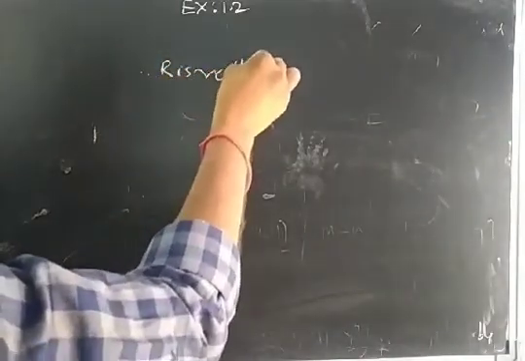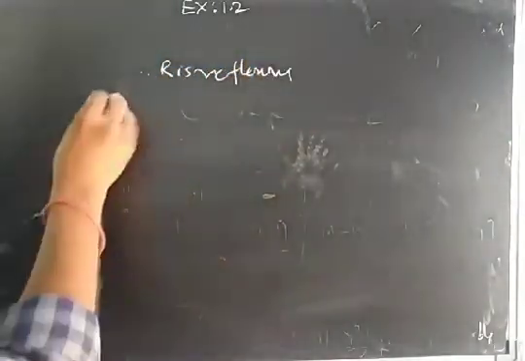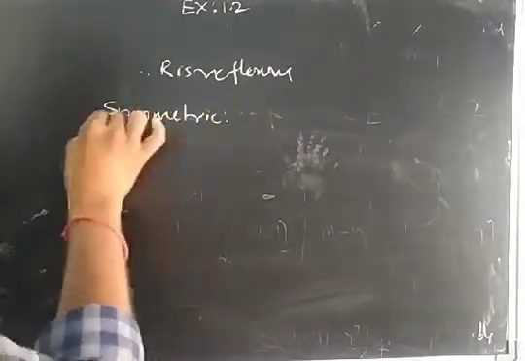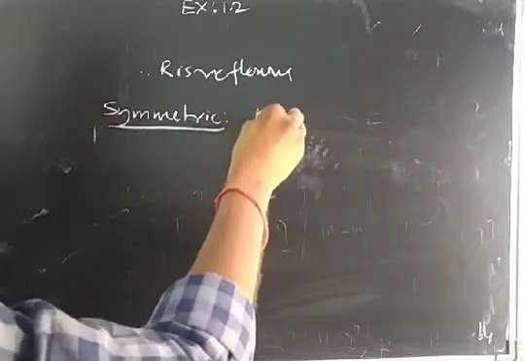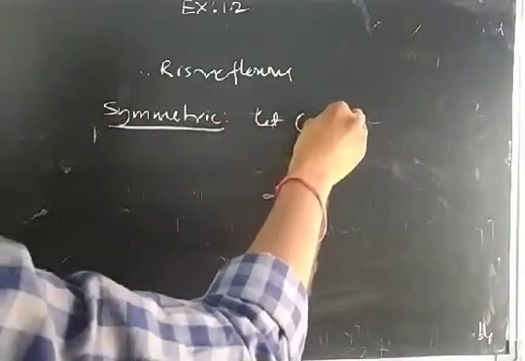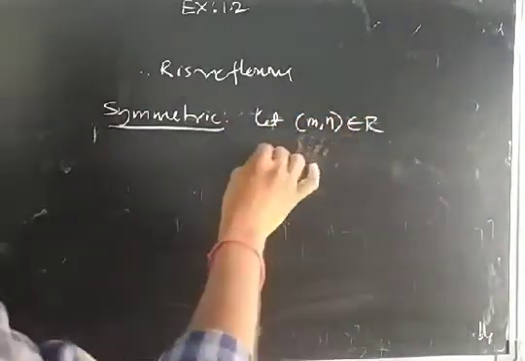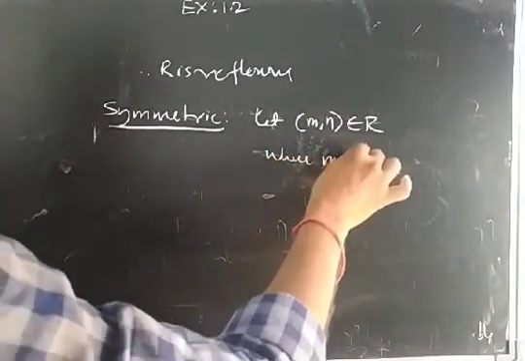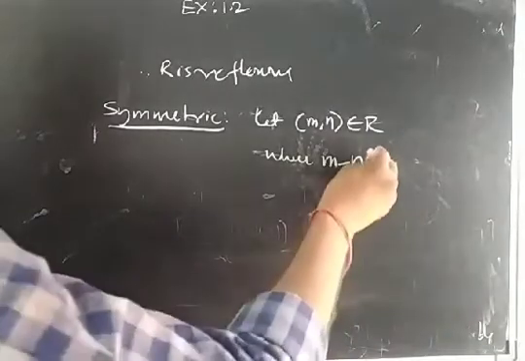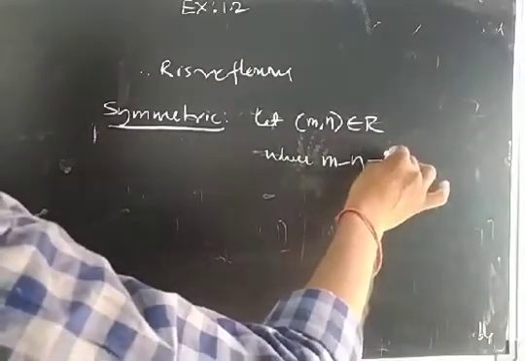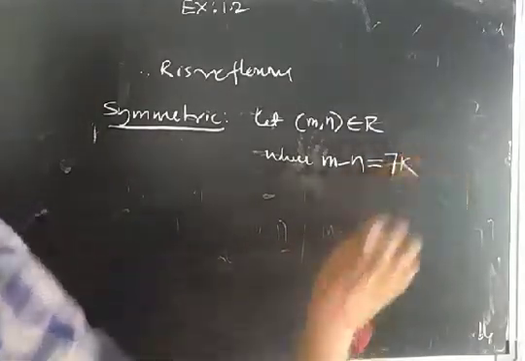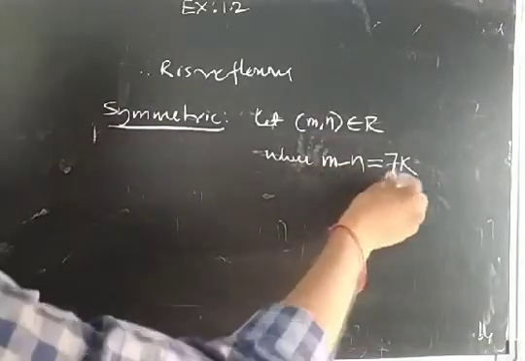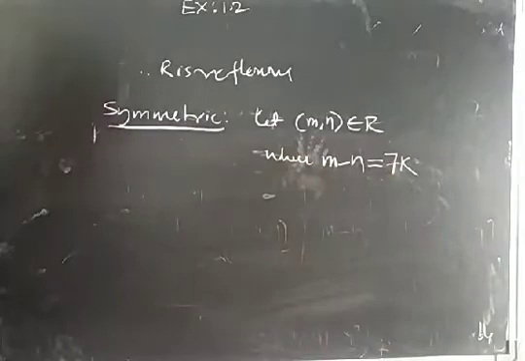R is reflexive. Now symmetric. For symmetric, we should take one ordered pair in the relation. So I am taking one ordered pair in the relation, which means it is satisfying the condition, where m minus n is divisible by 7. Divisible by 7 means it is a 7 multiple. Can I write 7 into some k? So 7 into k means this m minus n difference is a 7 multiple.